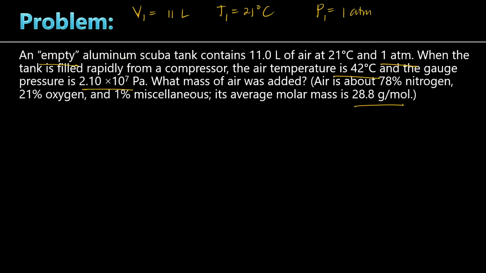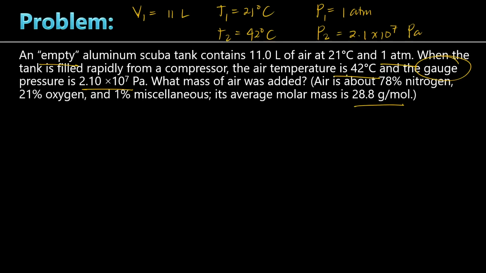Tapos, nung nilagyan natin siya ng hangin, di ba? Ang temperature daw ay naging 42. So, na doble, di ba? 42 degrees Celsius. Tapos, yung pressure niya, P2, ay equal sa 2.1 times 10 to the 7 pascals. Pero, nabanggit niya na yan ay gauge pressure. Okay? Mamaya, ipapaliwanag ko kung bakit mahalaga yung term dito na gauge.